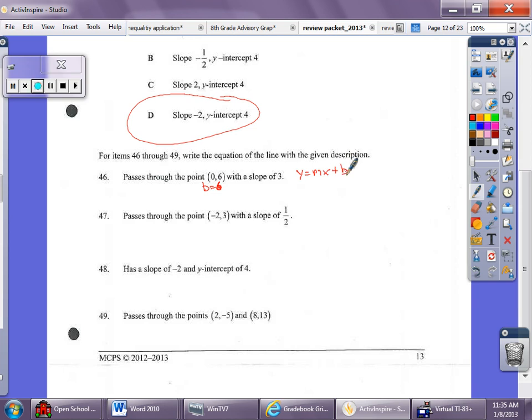So we have y equals mx plus b. We know that the x value is 0, the y value is 6, and the m is 3. So we plug all these values in, so we get 6 equals 3 times 0 plus b. 3 times 0 is just 0, so 6 is equal to b. Once we find our b, we can write our equation. Y equals slope of 3, so it's 3x, b is 6, plus 6.